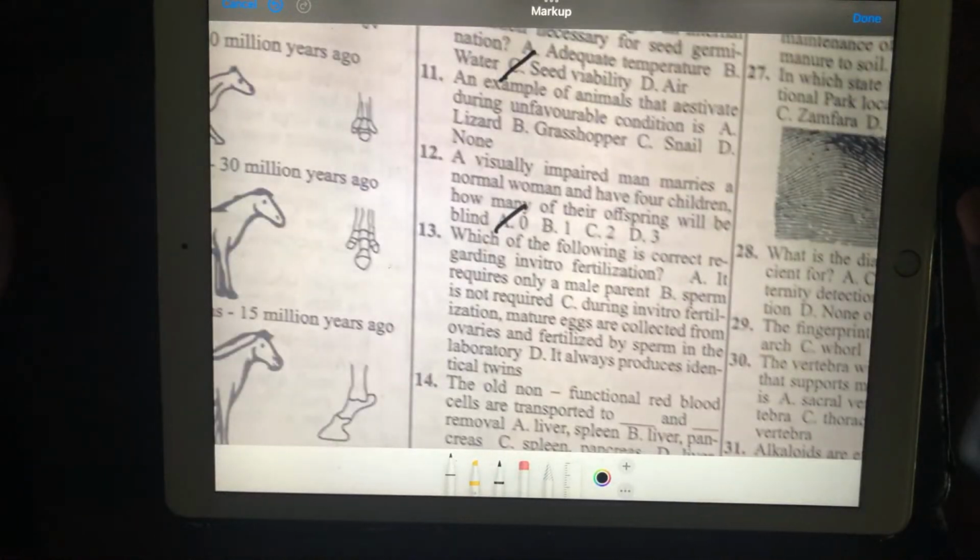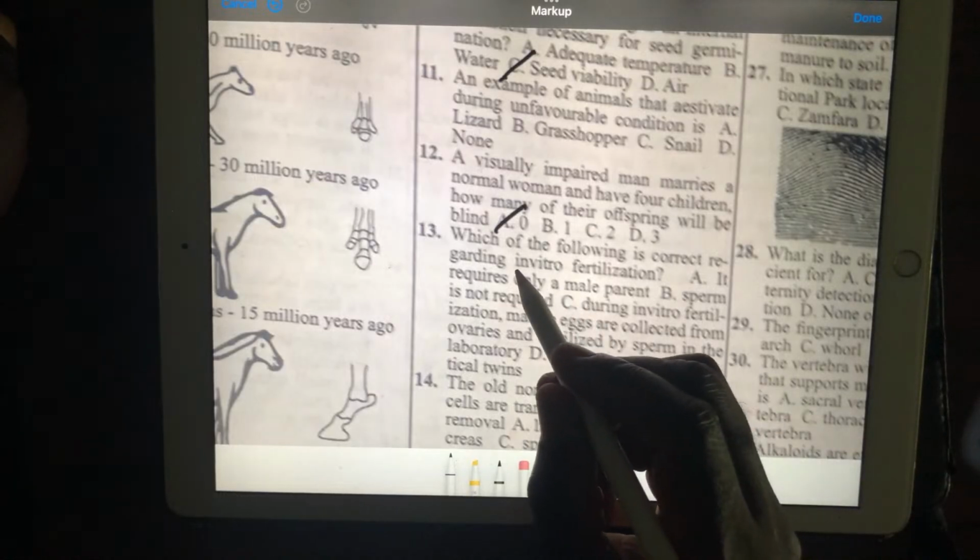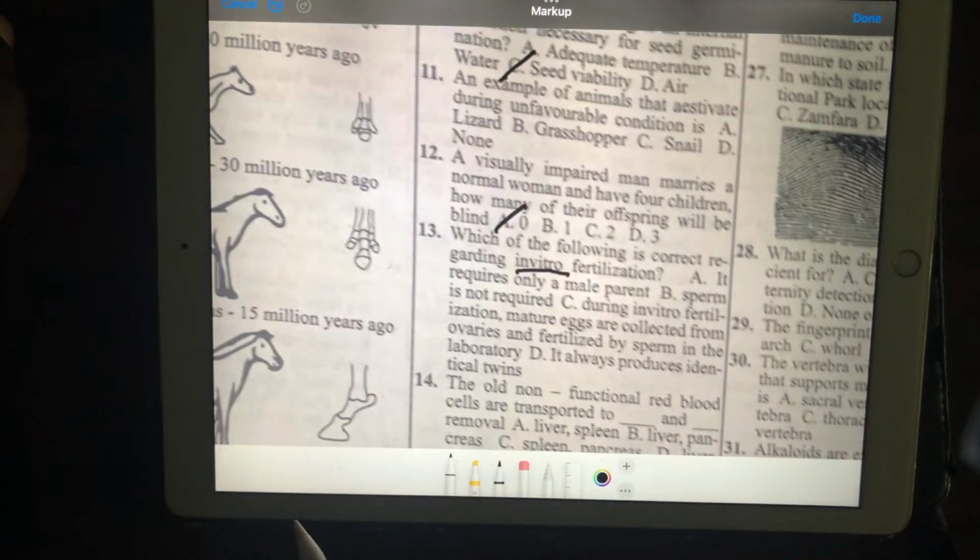Now, we move on. Which of the following is correct regarding in vitro fertilization? In vitro is a science language that we should master. In vitro means happening outside the body.